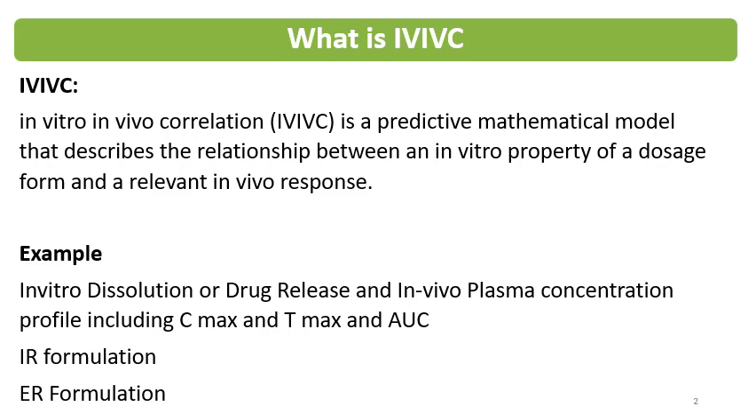So now if you see the definition of IVIVC, it is a predictive mathematical model that describes the relationship between an in vitro property of the dosage form and the relevant in vivo response. The examples here are in vitro dissolution or drug release, and in vivo plasma concentration profile including Cmax, Tmax and AUC. The formulations are mainly IR or ER formulations. Sometimes delayed release formulations for oral administration are also studied for IVIVC.